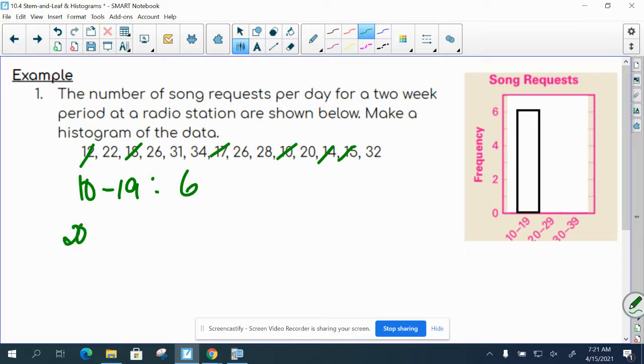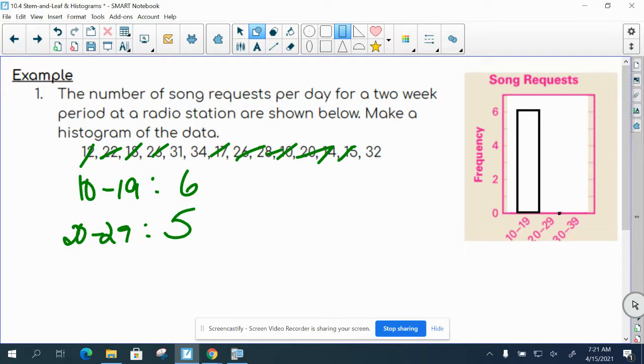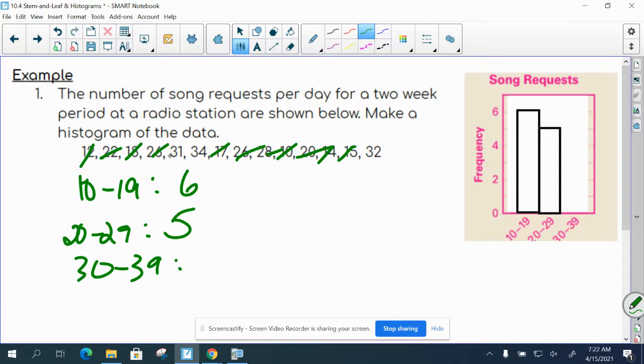All right, now let's do 20 to 29. What's the frequency between 20 and 29? Frequency just means how many there are. So there's 1, 2, 3, 4, 5. So take a rectangle and set it up to have a height of 5. Also the widths are supposed to be the same, so that's close enough. And then for 30 to 39, we've got 1, 2, 3. So my histogram for that interval will have a frequency, or a height, of 3. Okay, so that's what your histogram would look like.